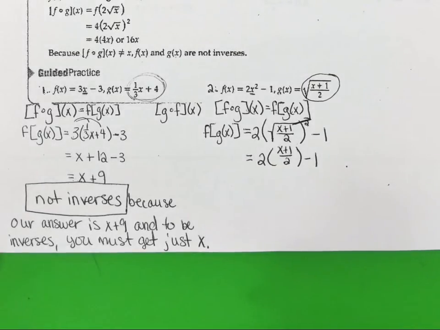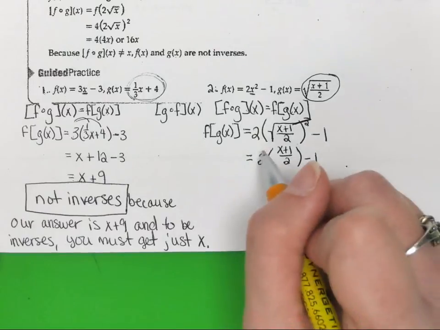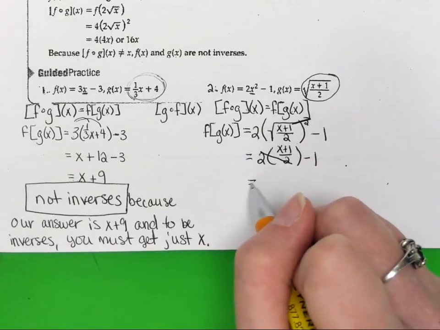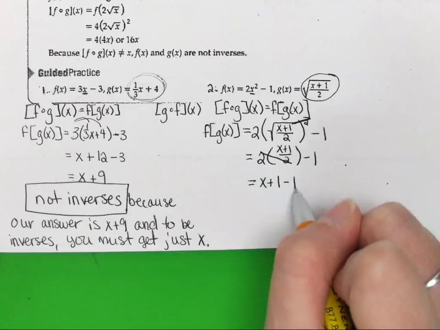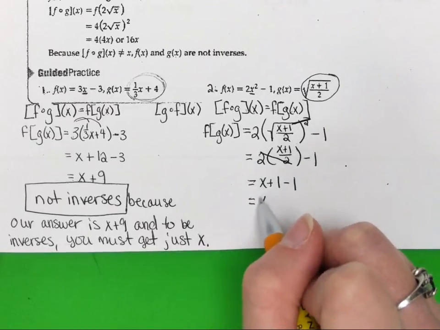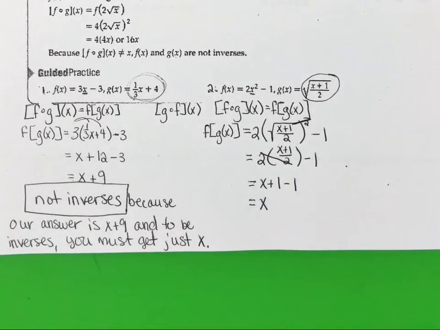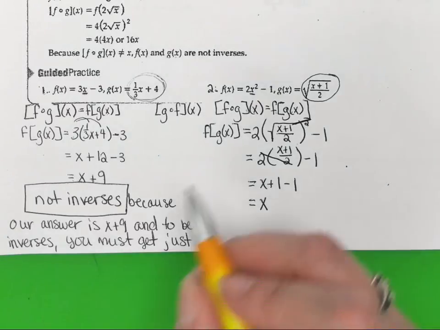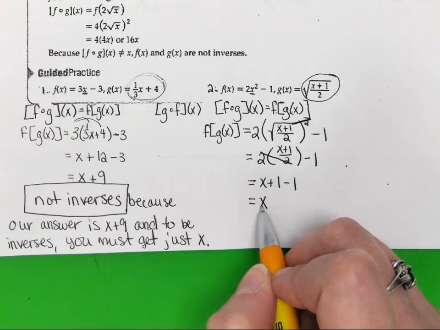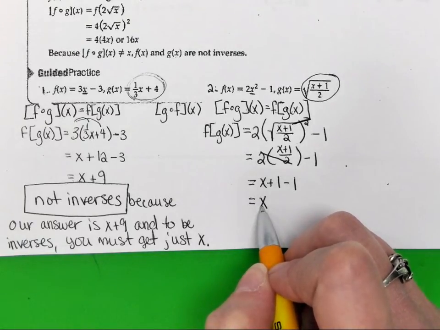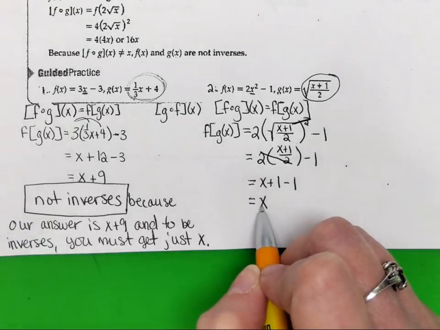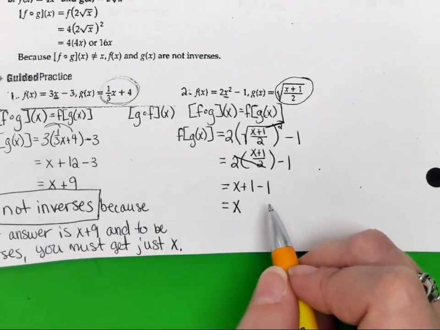And what happens again? The 2's cancel out. And what happens again? The 1's cancel out. Now, I can't assume that it is inverses yet, because I have to check the other one to make sure that one becomes an inverse, correct? All right, so we're on a pretty good start, though. Since we got the identity function, then we're pretty good so far. Let's check the other one.